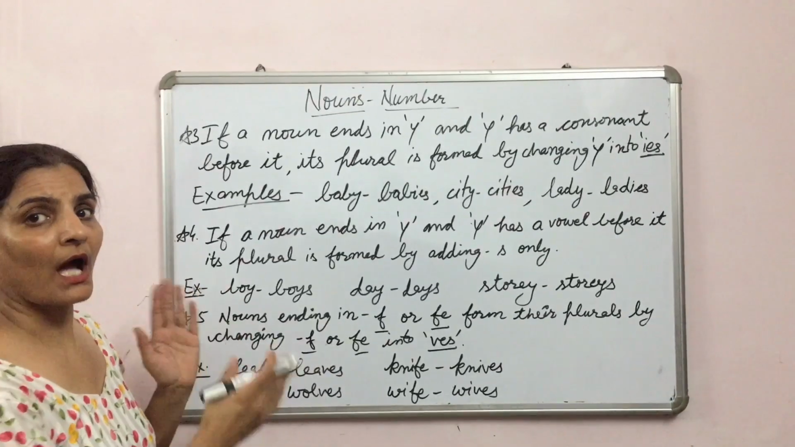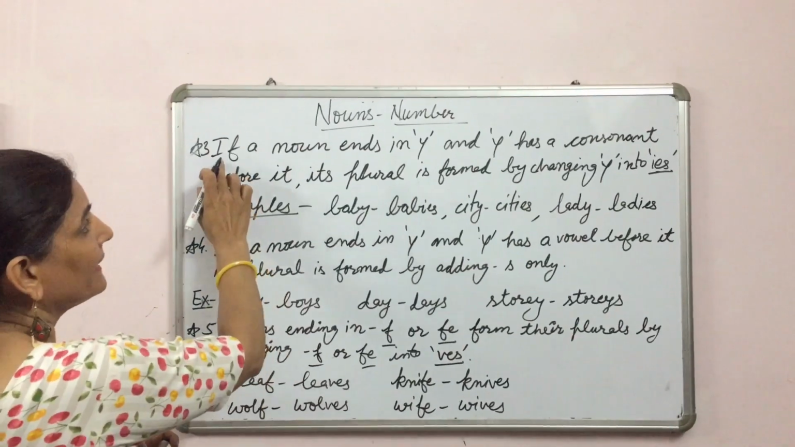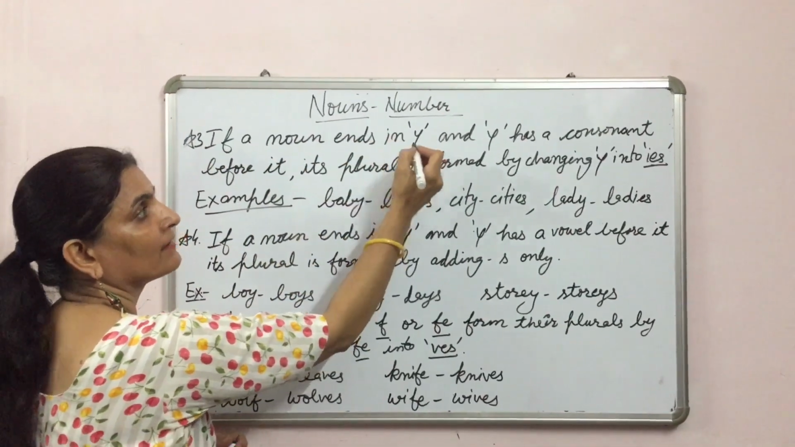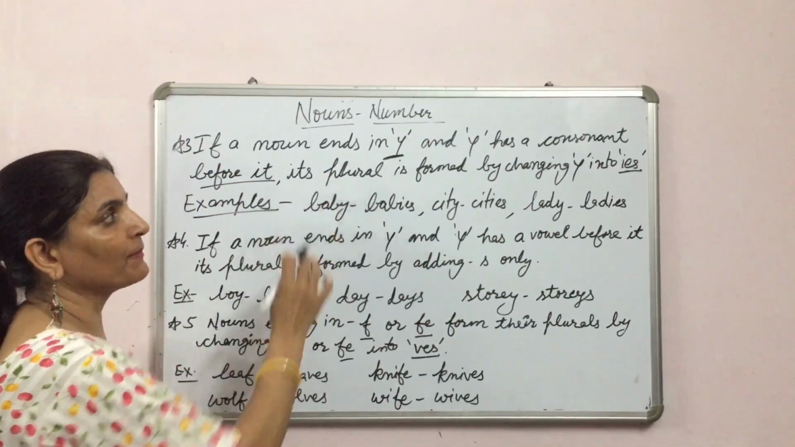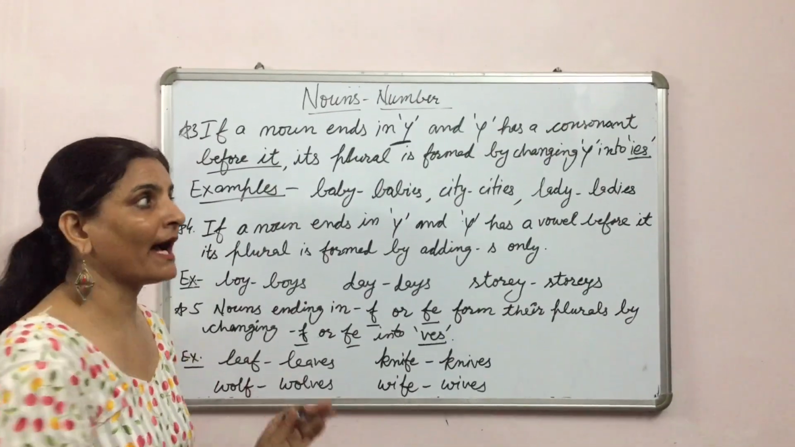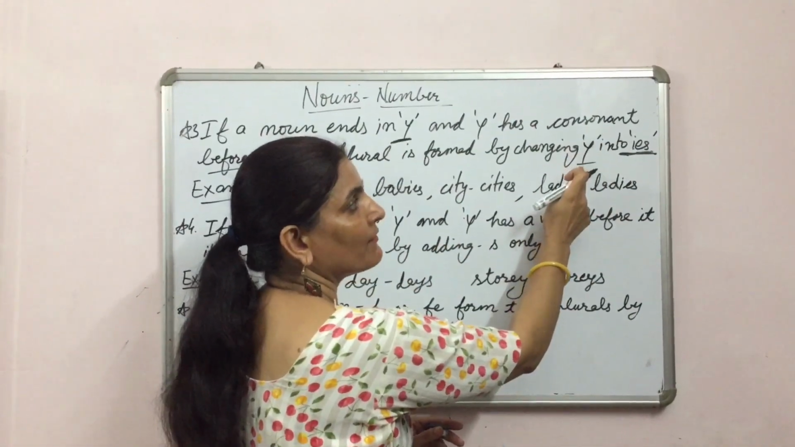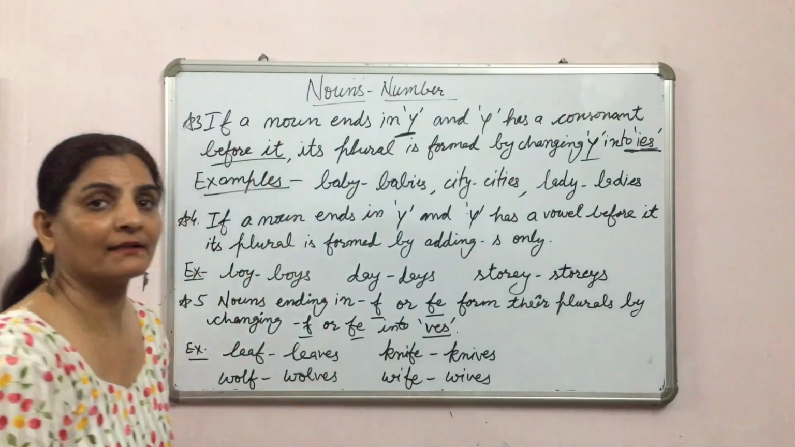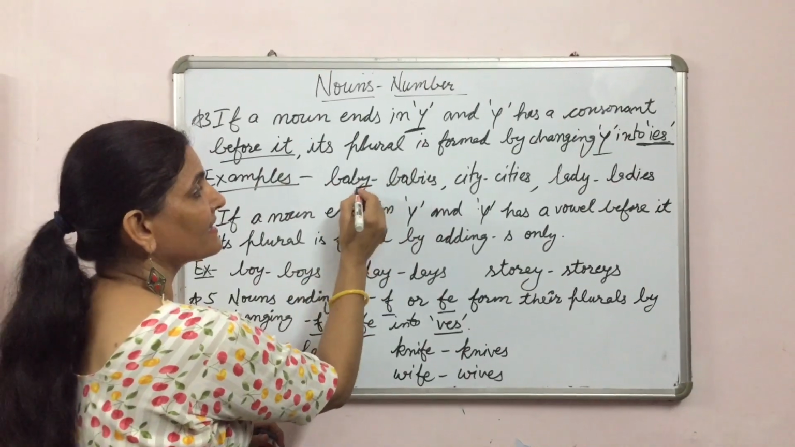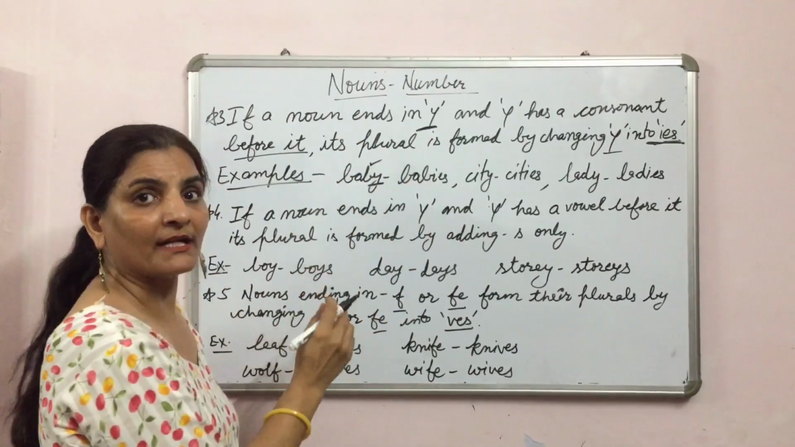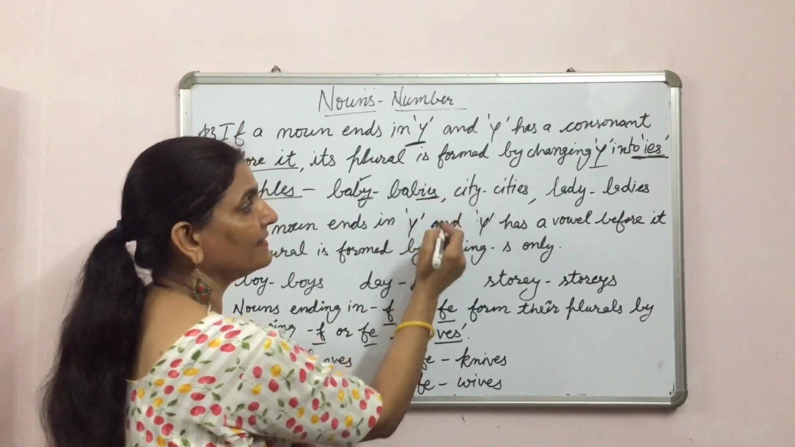Let us see another rule for changing singular nouns into plural nouns. If a noun ends in y and the y has a consonant before it, its plural is formed by changing y into ies. Instead of y we will put ies to make that noun plural. For example, baby, babies. Y is there and before y there is a consonant, b. So instead of y we have put ies.